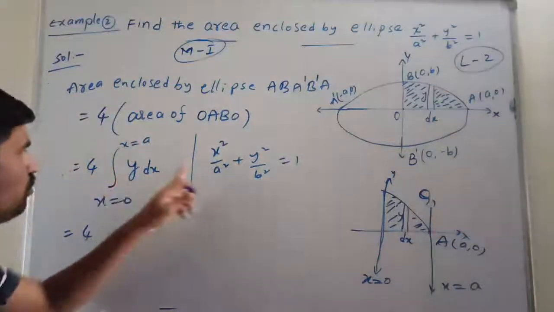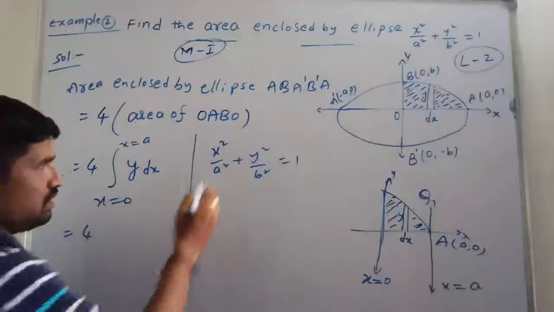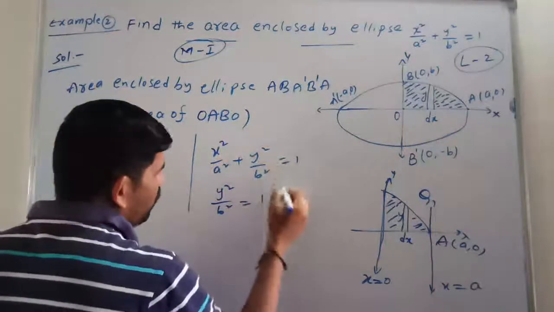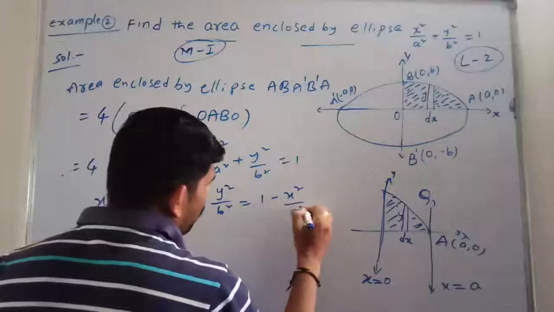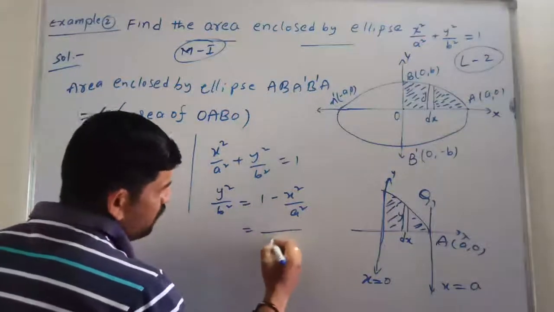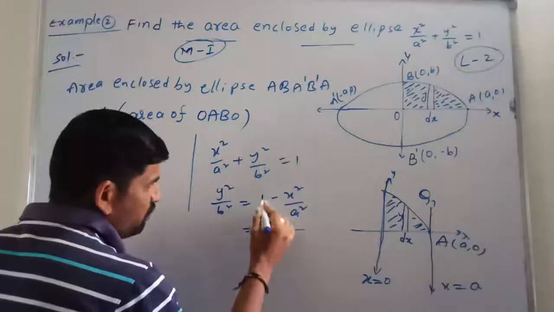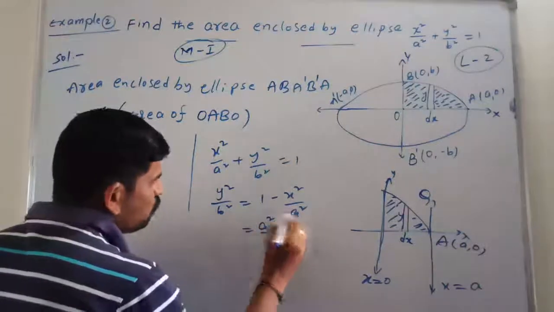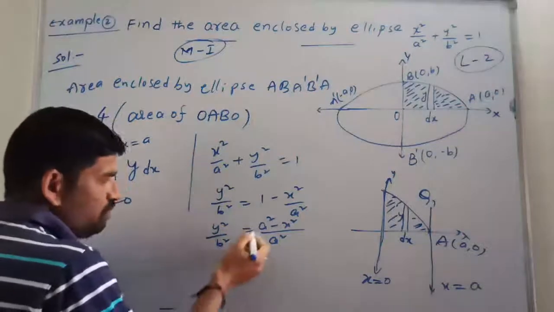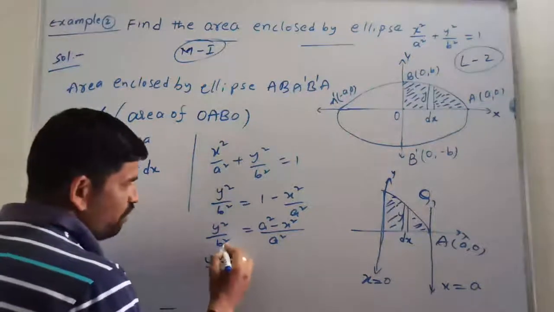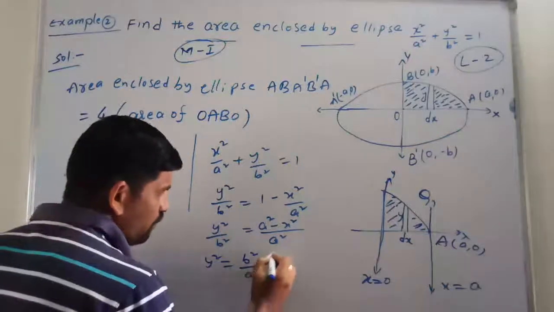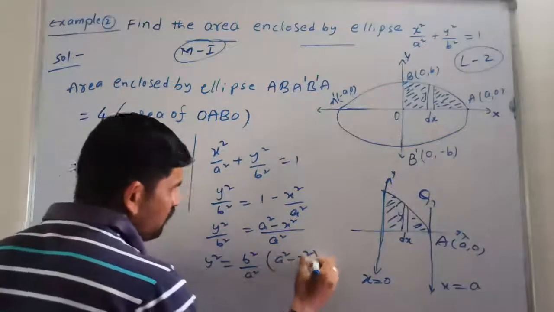But finally you have to get y on the left hand side. Send this one to the right hand side: y square by b square is equal to 1 minus x square by a square. By taking the LCM, a square is the LCM, multiply with 1, so a square minus x square over a square. Now y square by b square, so send the b square to the right hand side: y square is equal to b square by a square into a square minus x square.